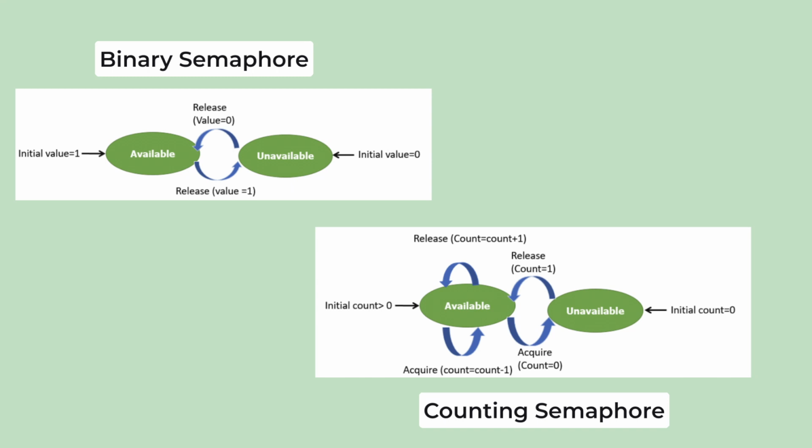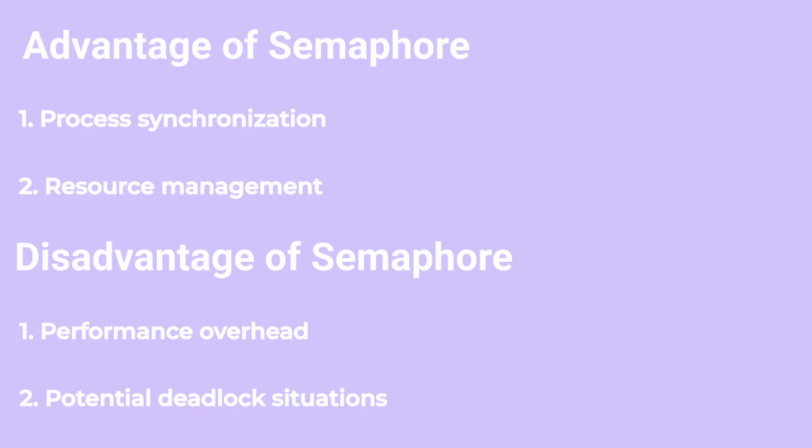While semaphores offer powerful synchronization capabilities, they come with their own set of advantages and disadvantages, from ensuring process synchronization and resource management to dealing with performance overhead and potential deadlock situations. Understanding semaphores is crucial for effective concurrent programming.